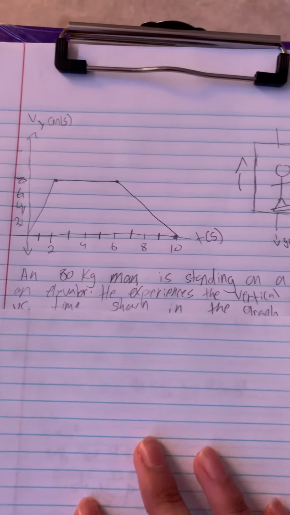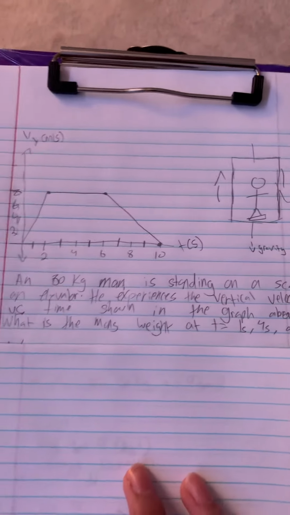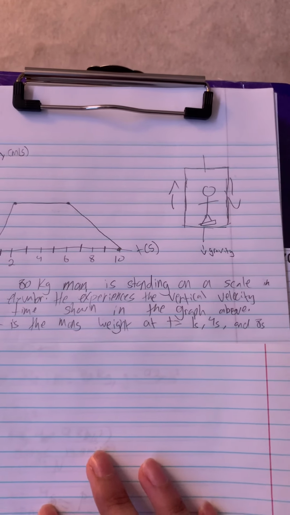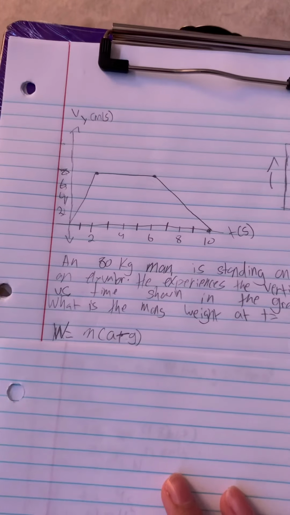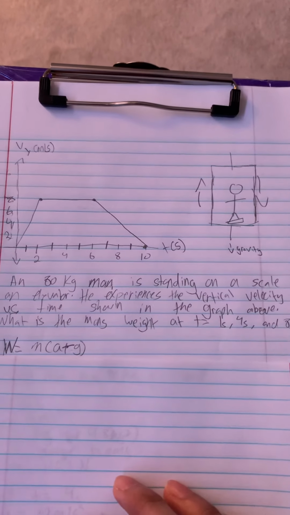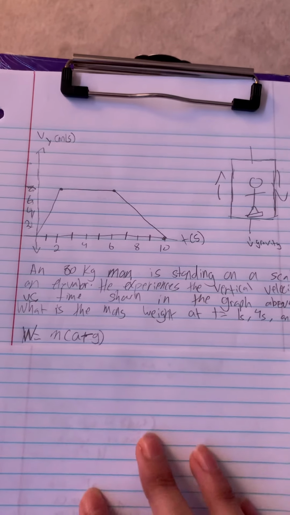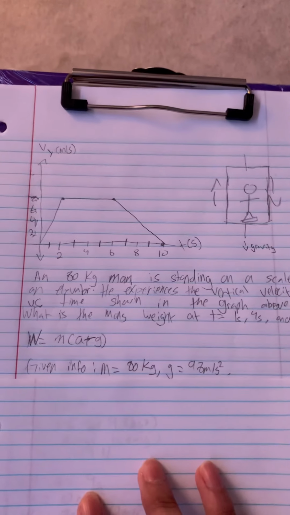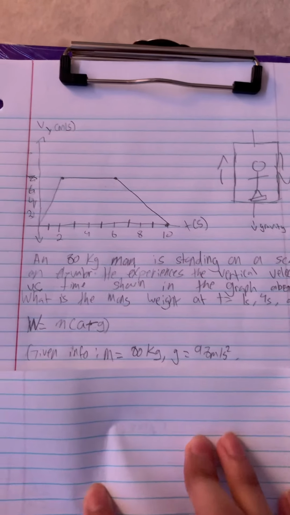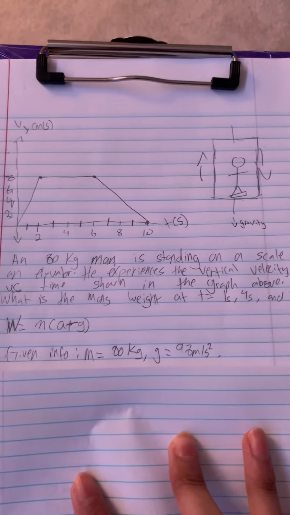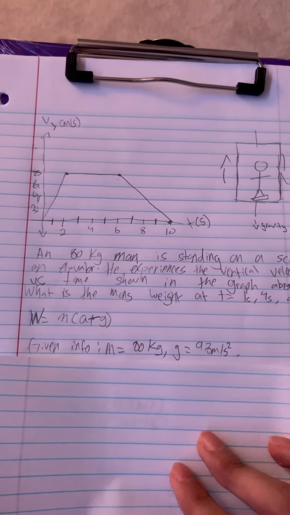All right, so like I said in the question, we want to find what the man's weight is at t equals 1 second, 4 seconds, and 8 seconds. We do that by using the equation weight equals mass times acceleration plus gravity. The given information that we received was m equals 80 kilograms as stated in the question, and obviously gravity will always be 9.8 meters per second squared.